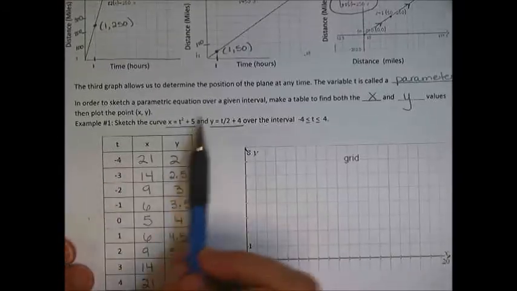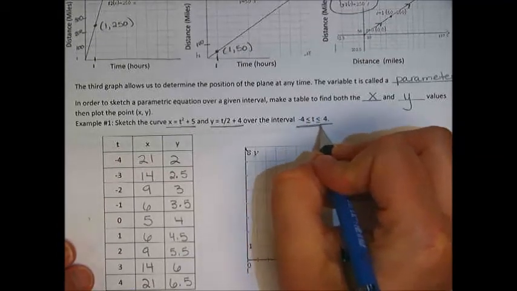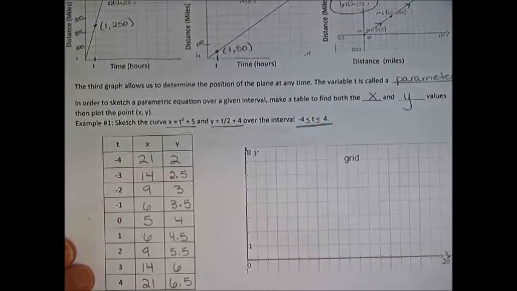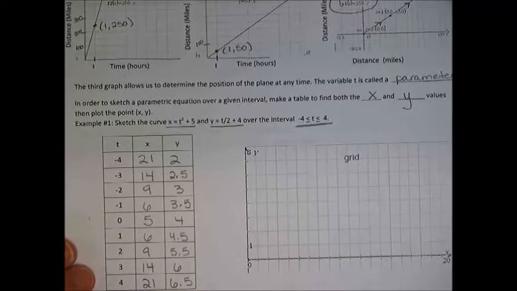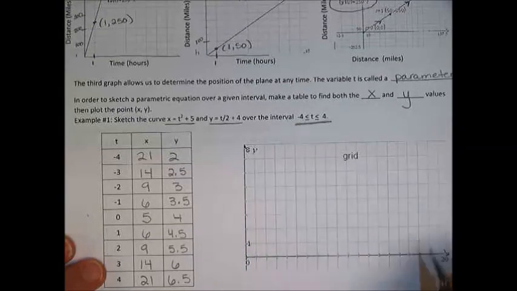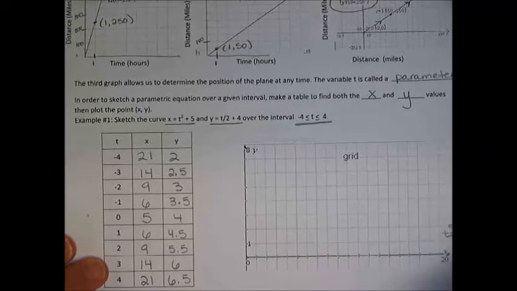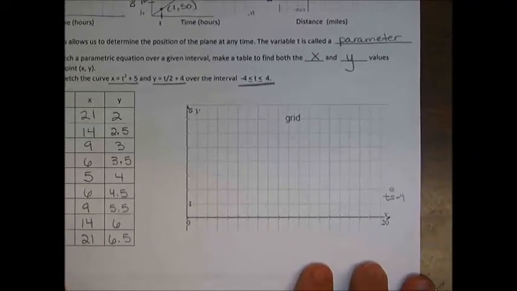So I'm graphing this over the interval from negative 4 to 4. And one of the other values of parametric equations is that you can start and stop them wherever you would like. So this is actually going to start when t is negative 4, at the point negative 21, 2. When t is equal to negative 4, it's actually a starting point.